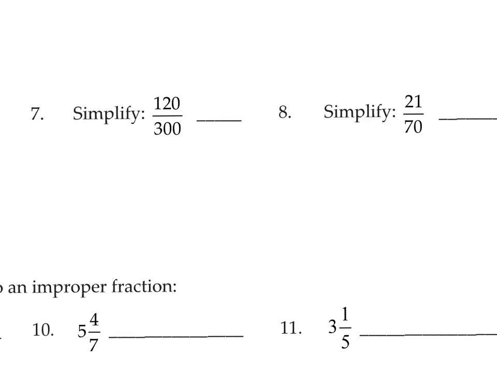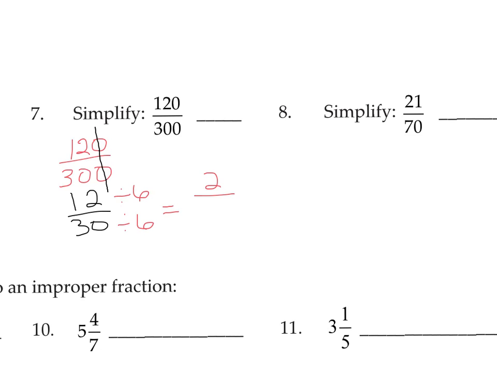Doing the same thing on 120 over 300, simply reducing. The first step to reducing this is to cross off these zeros. When you do that, you're just dividing them both by 10. And we're left with 12 over 30. Now I'm going to divide 12 and 30 by a common factor of 6. They're both divisible by 6. 12 divided by 6 is 2. 30 divided by 6 is 5. So 120 over 300 is equivalent to 2/5.